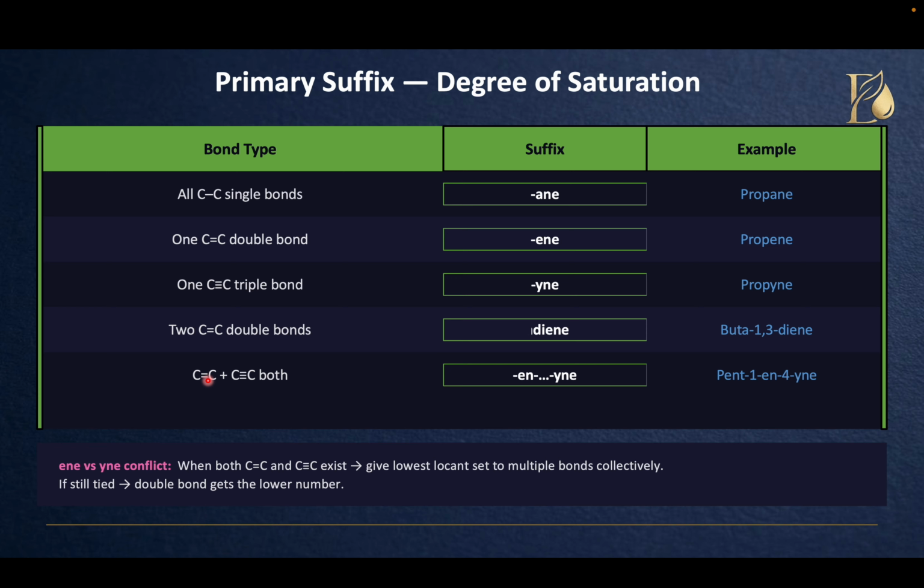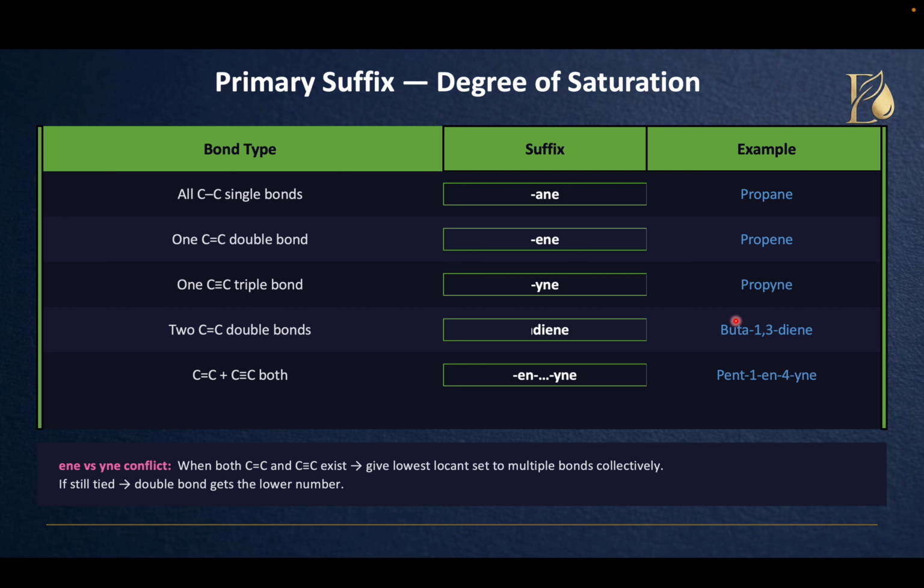Okay. Now, if two carbon-carbon double bonds are there, what will we use? We will use a diene. Di stands for two. Ene is for carbon-carbon double bond. So, if there are two carbon-carbon double bonds, we will use a diene. For example, buta-1,3-diene.